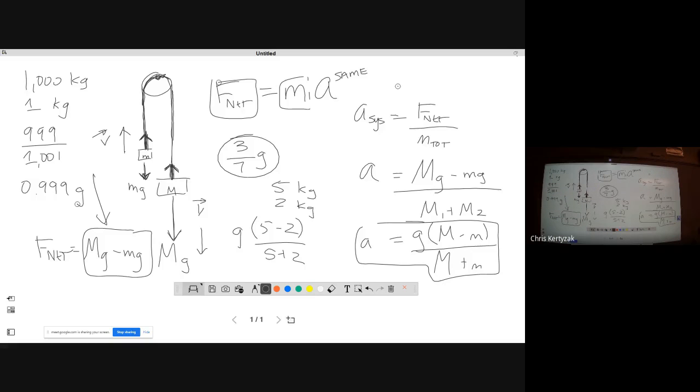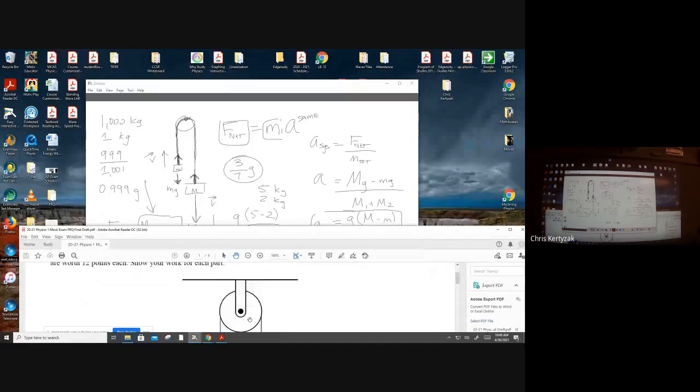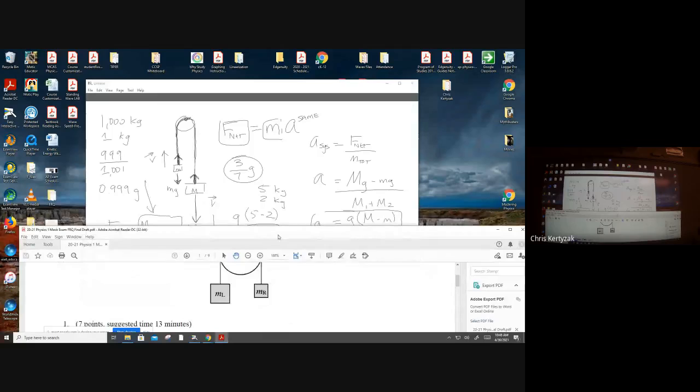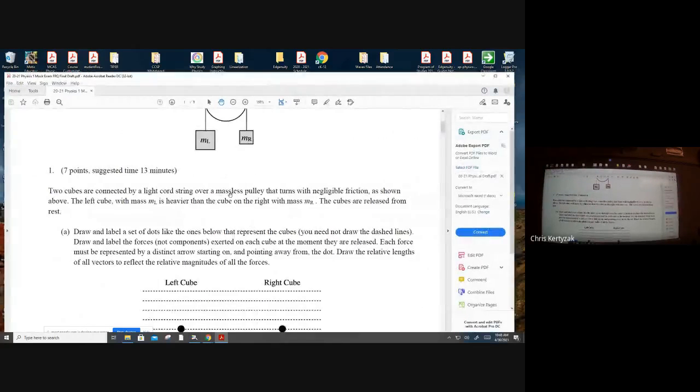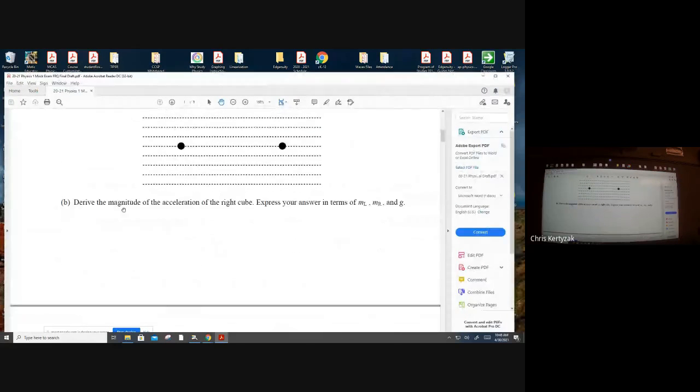And then I think the last question on that mock exam had asked, which one of them will have the greatest acceleration? I believe so. There's the free body diagram. Derive the magnitude of the acceleration, as they always do. They tell you in terms of what they want to see. I just called big M and little m. They call it mass on left, mass on right, whatever.